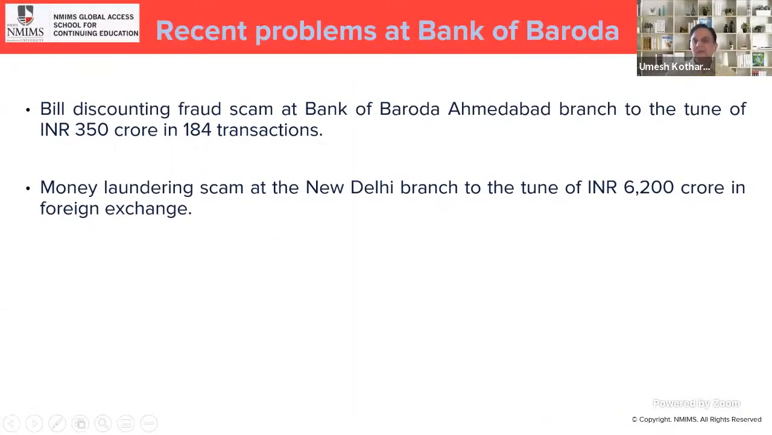So the key problem that has happened is in the New Delhi branch, they had a money laundering of 6,000 plus crores. And in their Ahmedabad branch, they had it to the tune of 350 crores. Okay. Money laundering, we are aware of money laundering. Let's try and understand the concept of bill discounting before we begin to address this case.